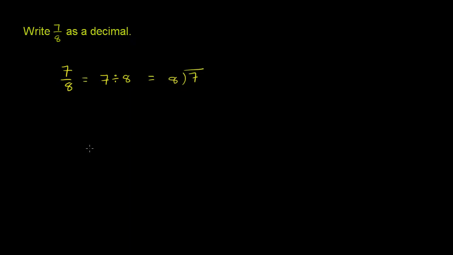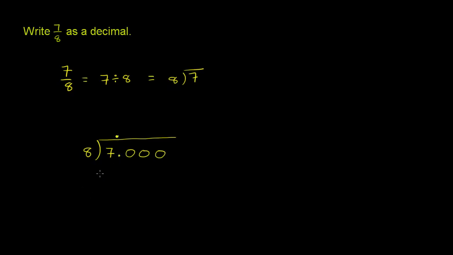And I'll do it down here just so I have some more real estate to work with. I'm going to divide 8 into 7. And I'm going to add a decimal point here just because we know that this value is going to be less than 1. 7/8 is less than 1. We're going to have some digits to the right of the decimal point. And let me put the decimal point right up here, right above the decimal point in 7. And then we start dividing.